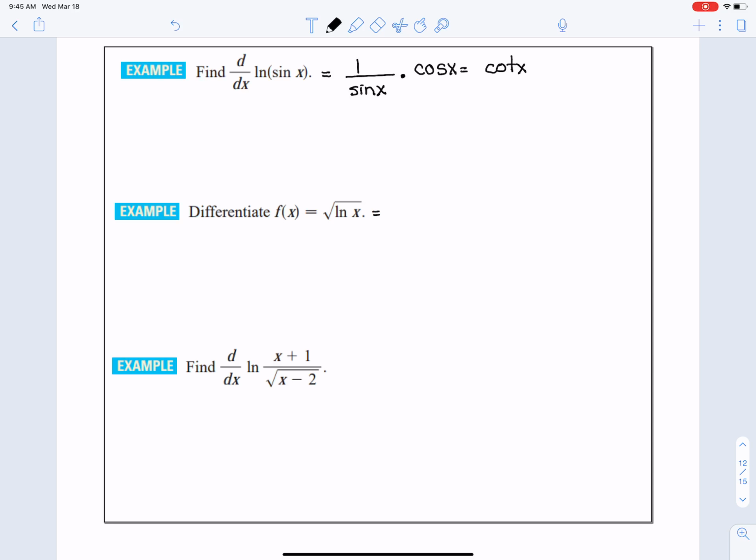Now here, again, we have a ln function. I'm going to rewrite this function as ln x to the 1/2. So when I differentiate f of x, I get f prime of x, and now I'm doing chain rule. Ln x is on the inside, so my outer function is the 1/2 power, so I'm going to do the power rule first: 1/2 ln x to the minus 1/2, times, now I'm ready to do the derivative of the inside, which is ln x, and the derivative of ln x is 1 over x.